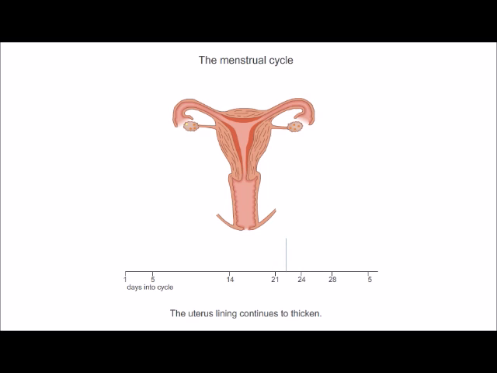Over the next 7 days or so, the uterus lining thickens further, but by day 28, if there has not been conception, if the egg has not embedded in the uterus lining, then the menstruation cycle repeats, the uterus lining breaks down, and we're back to the beginning of the cycle through to day 5.